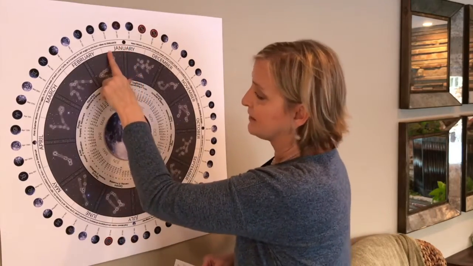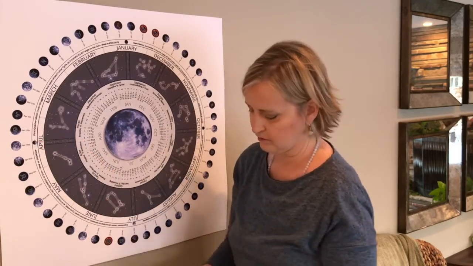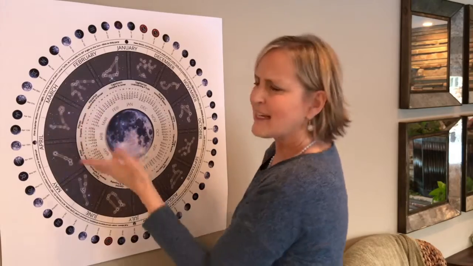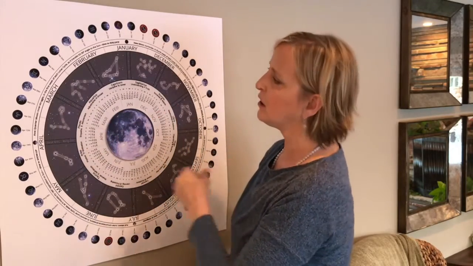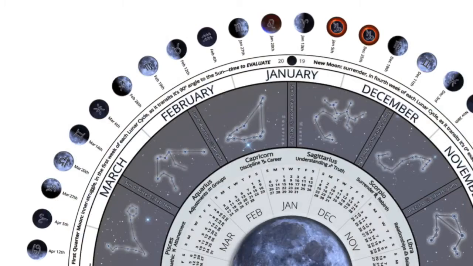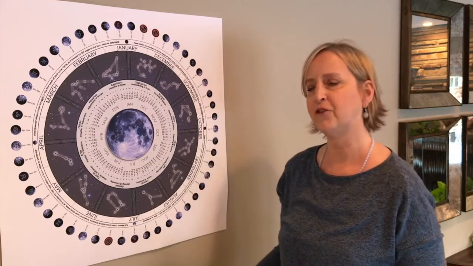So when we look at this, that first quarter moon is the next phase in the lunar cycle. It tends to bring up inner struggle. It's in the first week of each lunar cycle as it transits 90 degrees to the sun. It's a time to evaluate. So that first week past the new moon is a time to start your evaluation of what this month is going to be for you. And it happens through inner struggle.